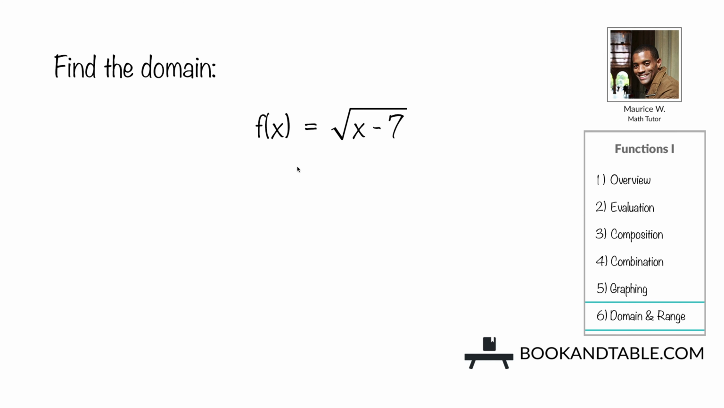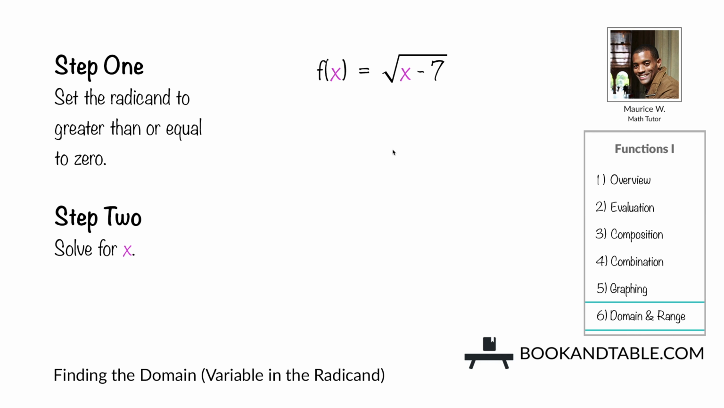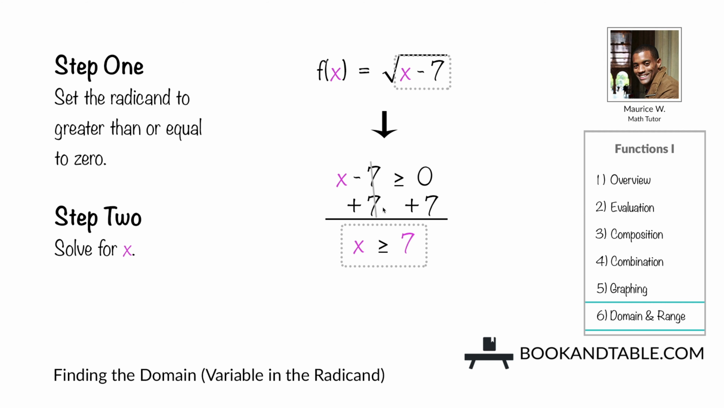Let's say you're asked to find the domain of f of x, which is equal to the square root of x minus 7. Step 1, set the radicand, or the expression underneath the radical sign, to greater than or equal to 0. So we have x minus 7 is greater than or equal to 0. And then we will solve for x. We do so by adding 7 to both sides, showing us that x is greater than or equal to 0 plus 7, which is 7.